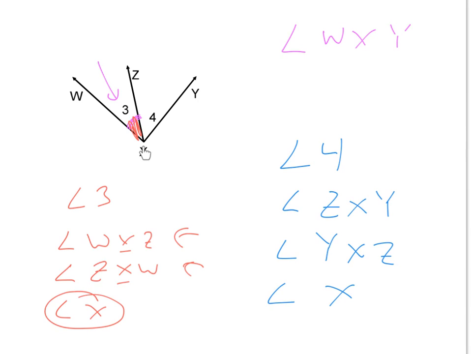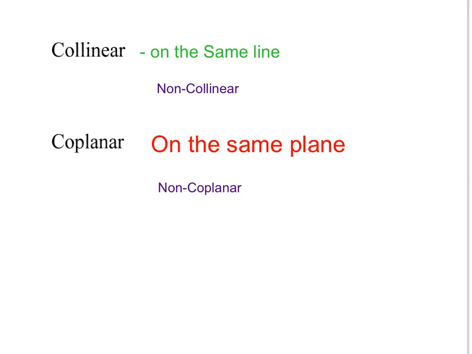Of course, I could call it angle X. This is an angle X, but there are two other angle X's there. And of course, if I wanted to name this big angle, the big angle right here would be angle WXY.